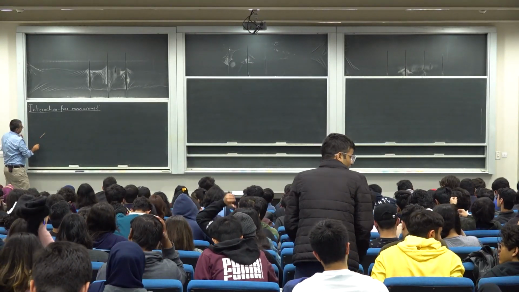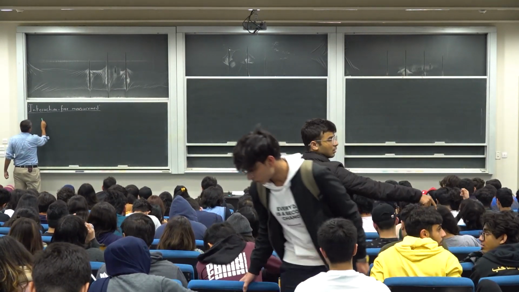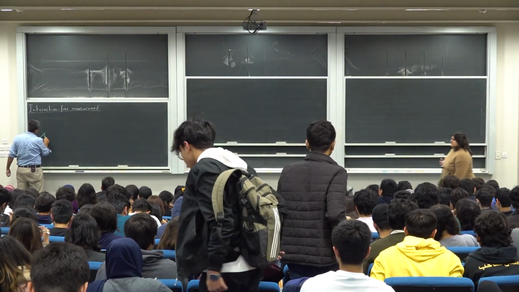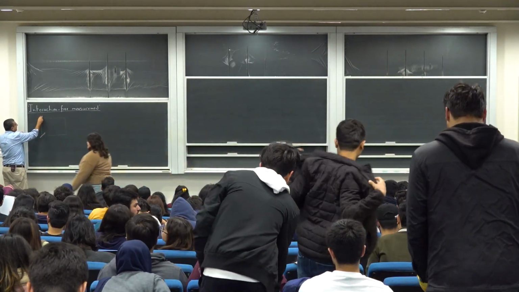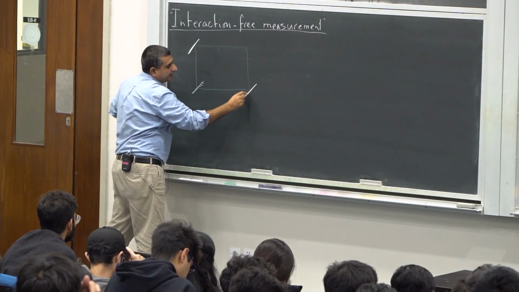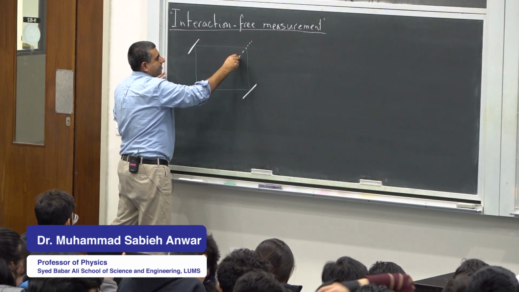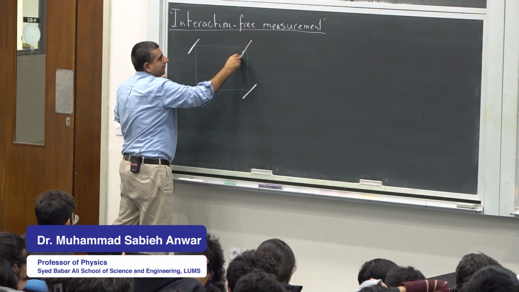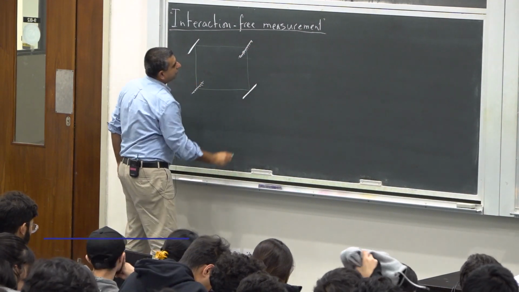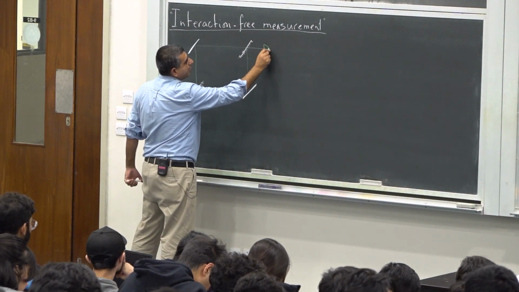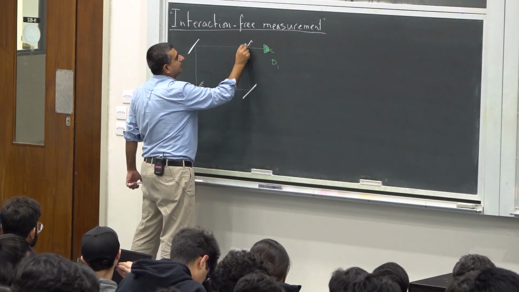A beam splitter. Let me do the usual thing of drawing a box. The beam splitter, the perfect mirror, the second perfect mirror, and another beam splitter. And our two detectors, D1, D2.